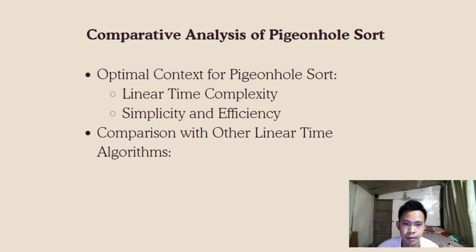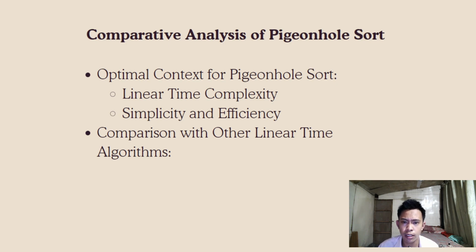Second is radix sort. Radix sort extends the principles of pigeonhole sort to handle larger ranges by processing digits or characters separately. This makes it suitable for sorting large numbers of strings, offering a method to efficiently manage more complex datasets.